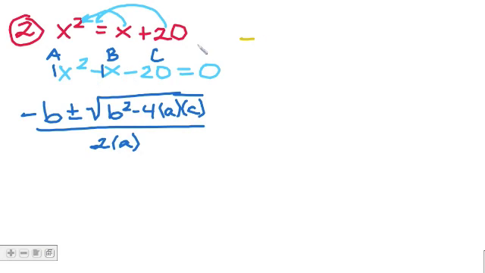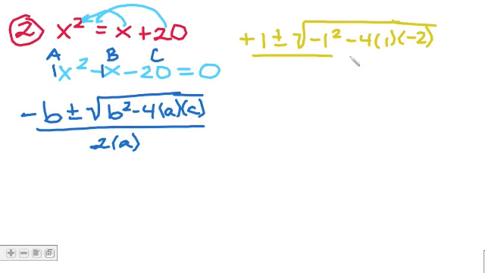A negative and a negative make a positive 1, plus or minus the square root of b squared. So it's going to be negative 1 squared minus 4 times 1 times negative 2, divided by 2 times 1. Now let's start simplifying this down.